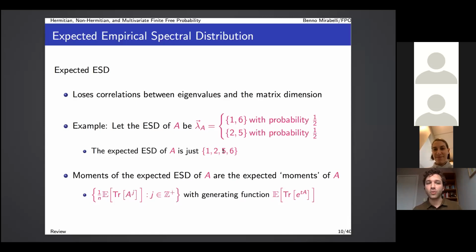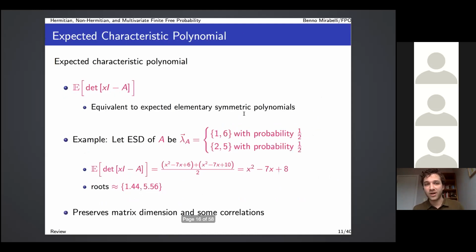Algebraically, one way to define the expected empirical spectral distribution is to take the moment generating function and take the expectation of that moment generating function. So really I'm taking the expectation of all of the coefficients of that random moment generating function and defining that expected moment generating function to be the moment generating function of my expected empirical spectral distribution. So the moments of this are just the expected moments of the underlying empirical spectral distribution. So that was one approach, which used the moment generating function approach.